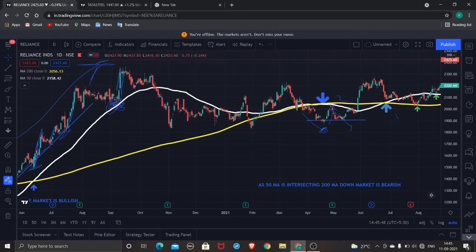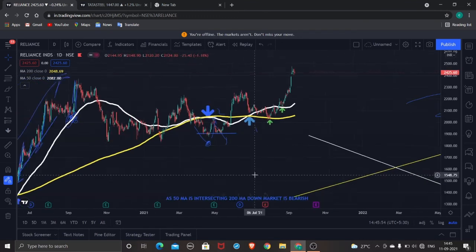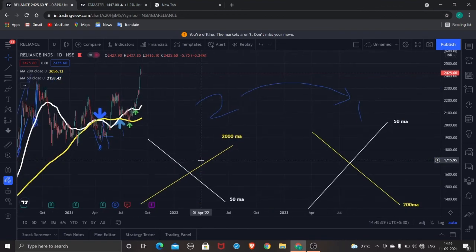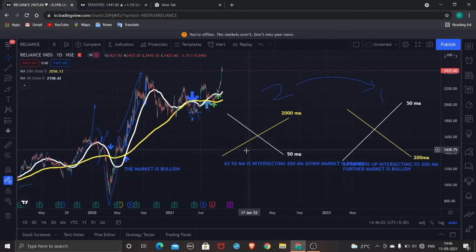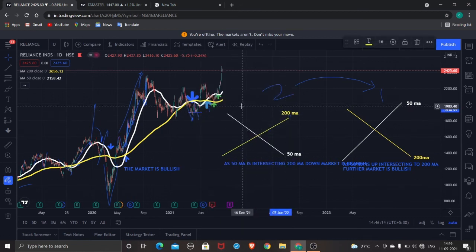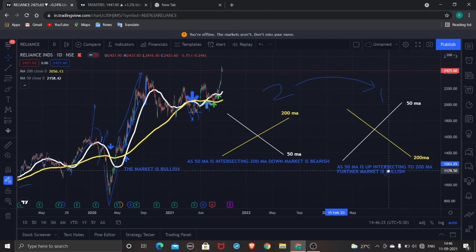So moving up to the conclusion of the video, let me just align the text. Okay, you're aligned with the text. So this is a setup with the 200 moving average. It's not 2000, it's 200. If the 200 moving average crosses up and the 50 moving average crosses down, the market is in a downtrend or bearish. If the 50 moving average crosses up and the 200 moving average crosses down, as the 50 moving average is up and set above the 200 moving average, the market is bullish.